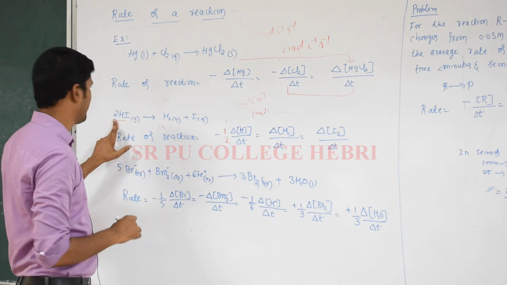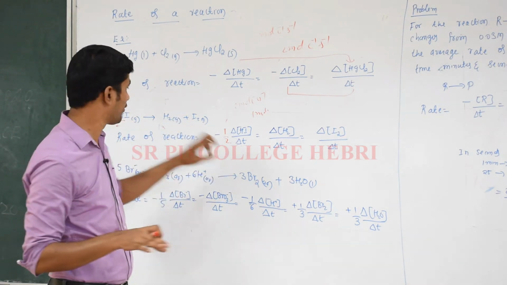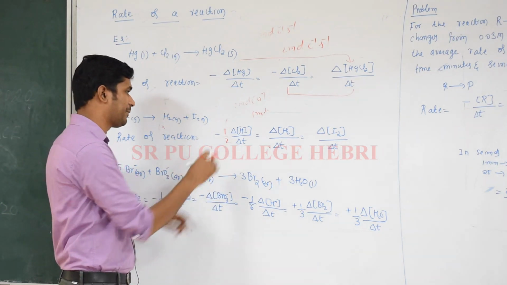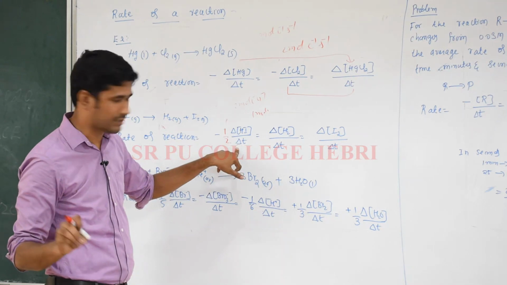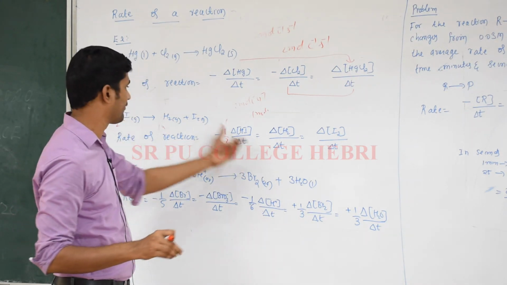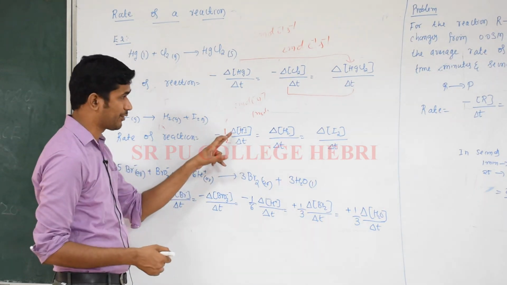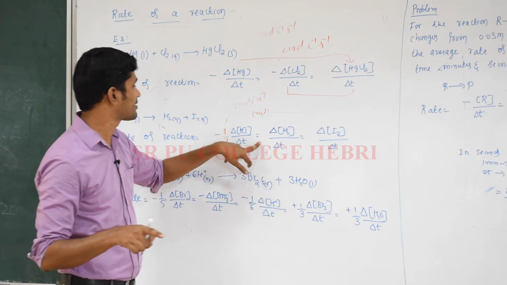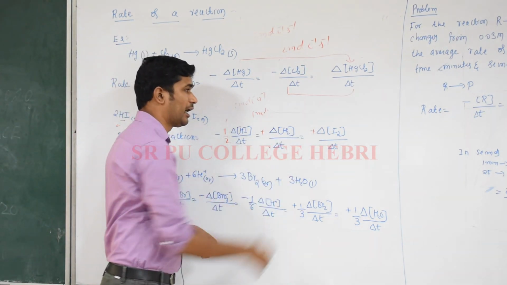So if you have any coefficient in the reaction, try to remember, you divide the rate by that coefficient. If it is x, you divide the rate by x. If it is y, you divide by y. That's all. This is important. So it's minus half into delta HI by delta T. The rate of disappearance of hydrogen iodide is equal to the rate of appearance of H2 and I2.